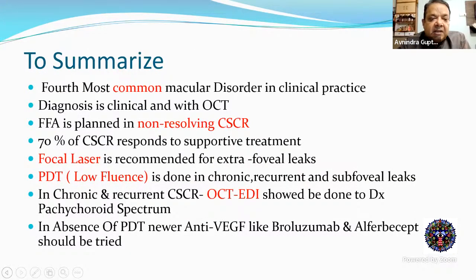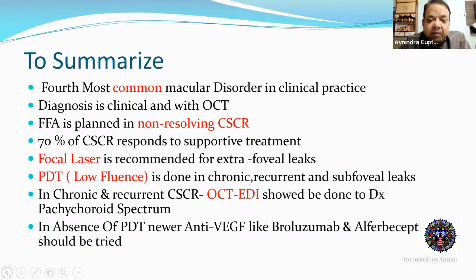To summarize, central serous retinopathy is the fourth most common macular disorder in clinical practice. Diagnosis is clinical and with OCT. FFA is planned in non-resolving CSCR. 70% of CSCR responds to supportive treatment. Focal laser is recommended for extrafoveal leaks.